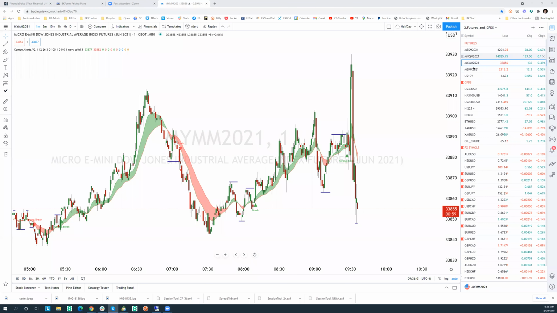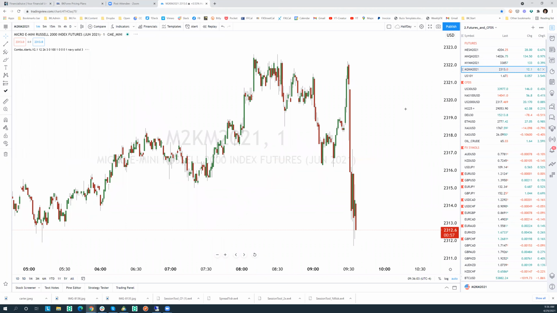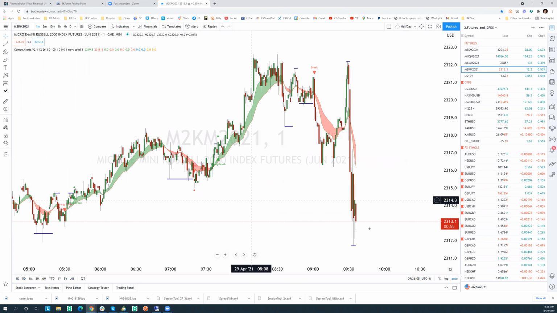So anyways, that looked good. Let's see, I don't even know how the Russell looks. I haven't looked at the Russell today. Russell looks a little negative to the open. Again, look at the Russell. Look at the beautiful higher lows in the Russell. The bias is to the upside.